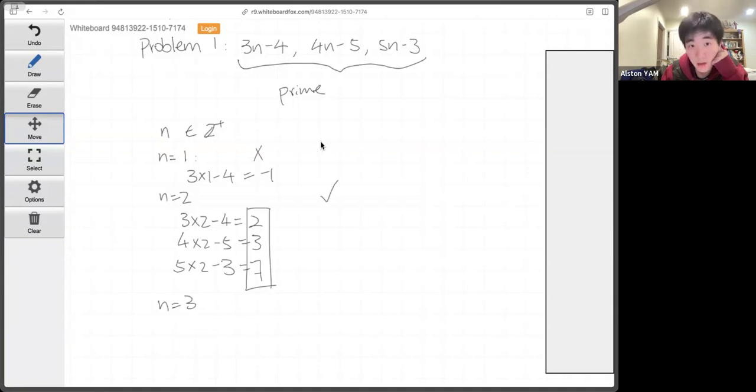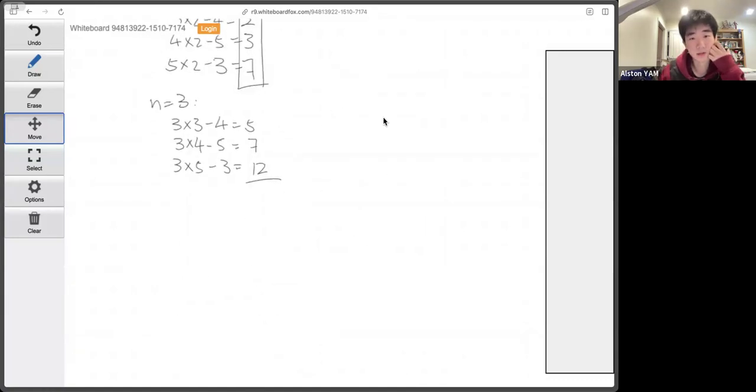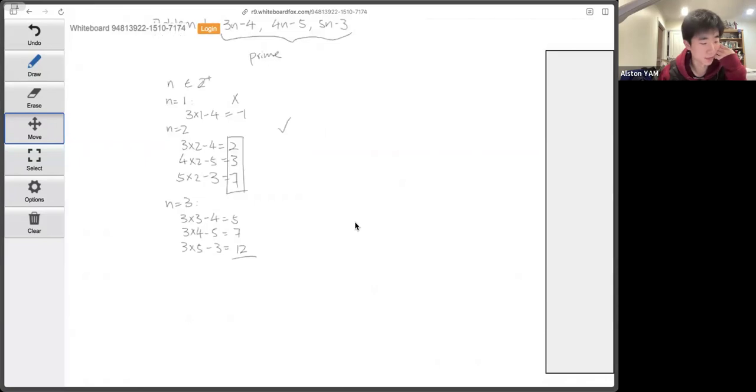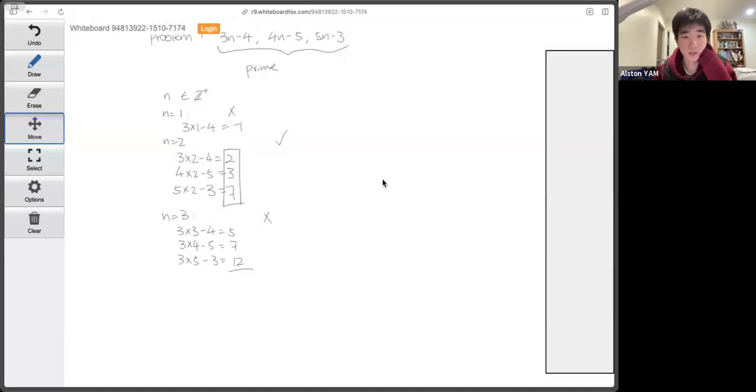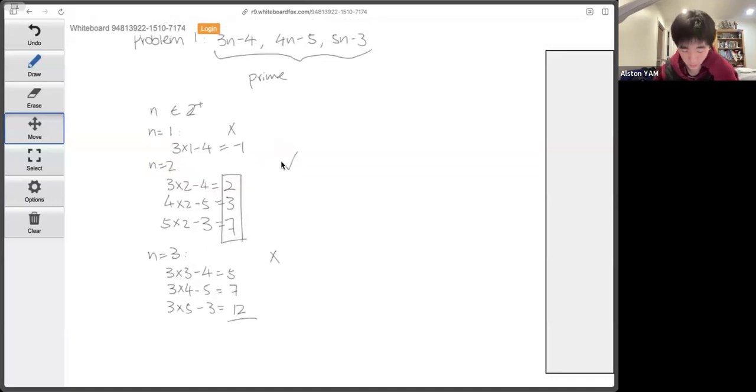n is equal to 3. Well, we see that 3 times 3 minus 4 is equal to 5. So that's still good, and 4 times 3 minus 5 is 12 minus 5, which is 7. And 5 times 3 minus 3 will be equal to 12. But we can see that 12 is not a prime. So 3 kind of doesn't work. Just for the sake of time, I am not going to go any further, but I think it is a good idea to try these small cases at the start of your problems.